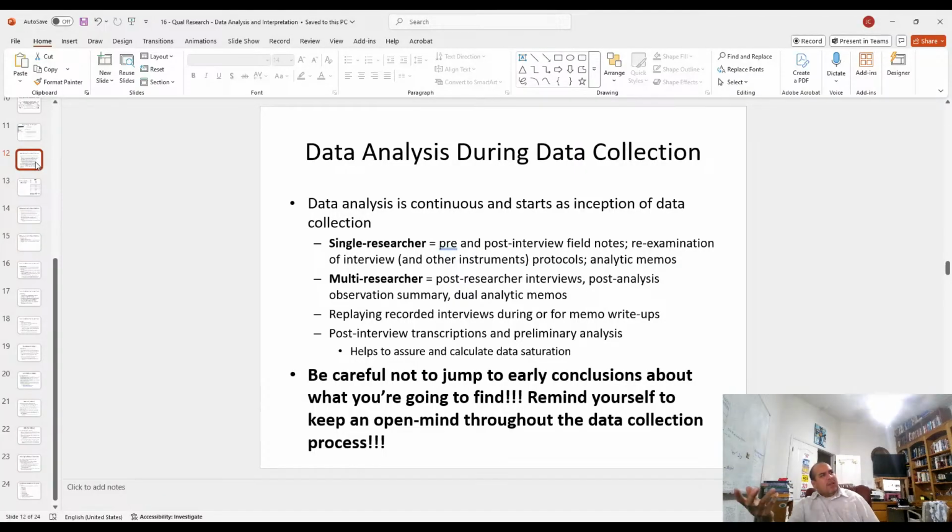The key thing in data analysis, especially if you're doing it throughout the data collection, is to be careful not to jump to conclusions about what you're going to find. Always keep an open mind.